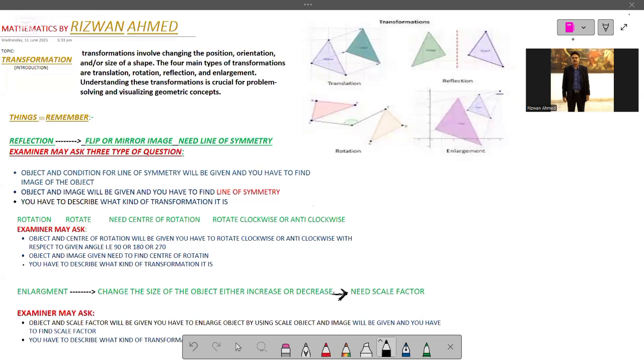So for the transformation, in the first lecture, we will just give you an introduction, like how many types of transformation are possible, and what are the things that you have to remember. First, when we talk about transformation, it means change the position, orientation, or size of the shape. You can just remember these things.